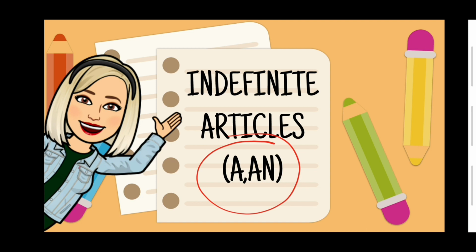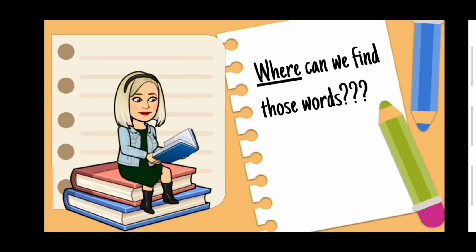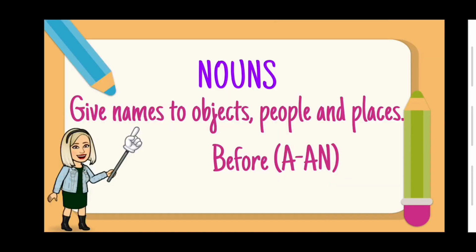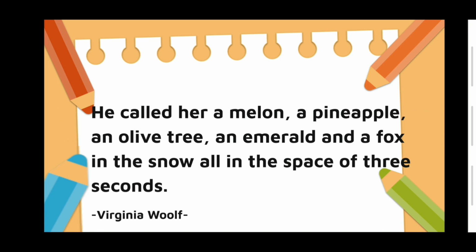But now the second question that we have to ask ourselves is, where can we find those words? Where? Well, it's really easy. If you open a book or any text, you will see these articles, and they are usually next to some words that are called nouns. Do you remember what a noun is? Well, remember that nouns give names to objects, people, and places. In simple words, a noun is an object, a person, or a place. For example, an apple is a noun, car is a noun.